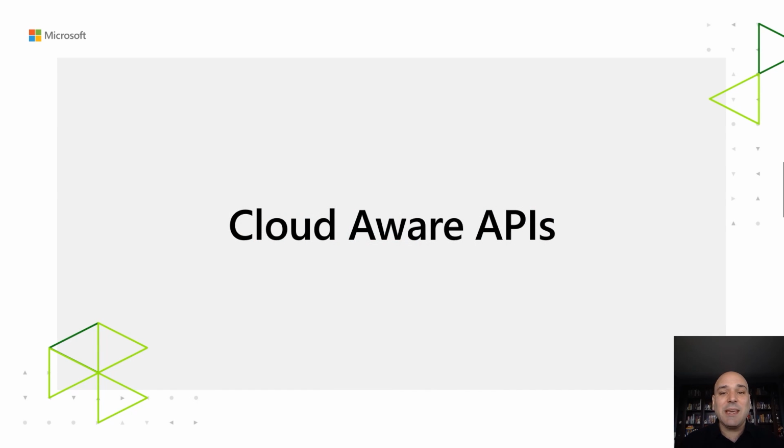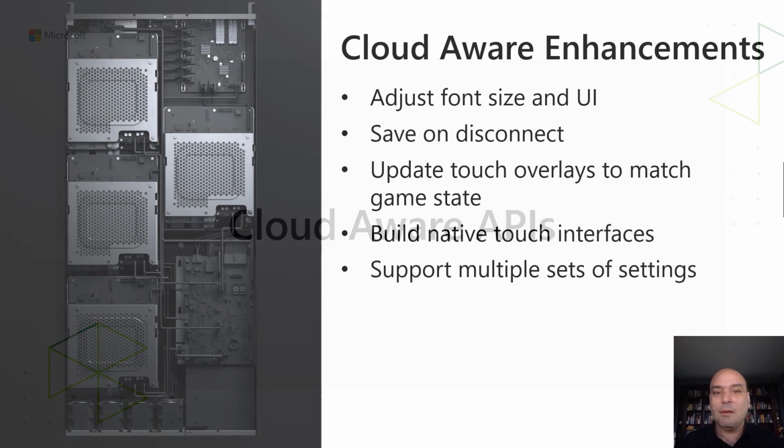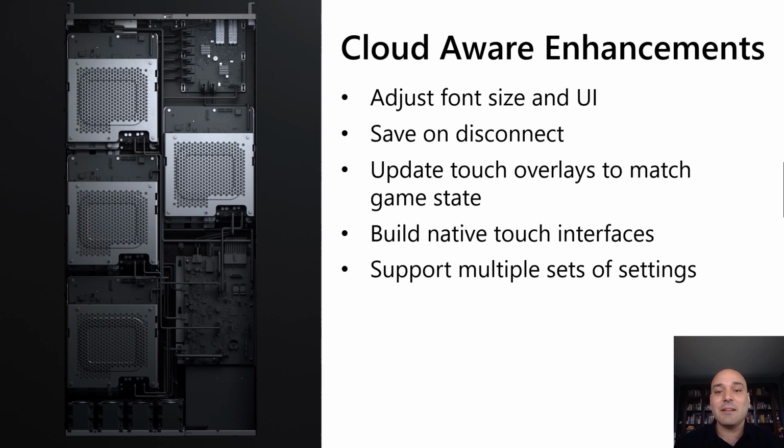The touch adaptation kit allowed us to let our game receive touch inputs without any modification. However, we can do many more interesting things to our game once we crack open its code and make use of the cloud-aware APIs. So let's talk about those next. These APIs are designed so that you can enhance your gameplay when your game is being streamed, either from Project xCloud or with Xbox console streaming.